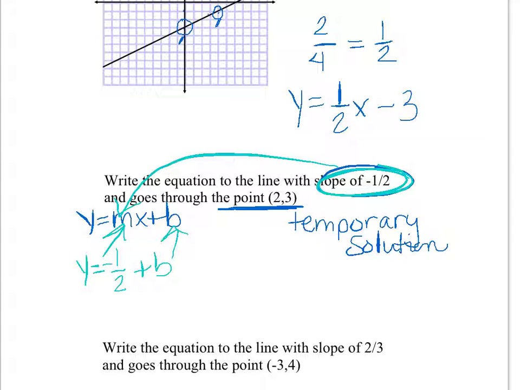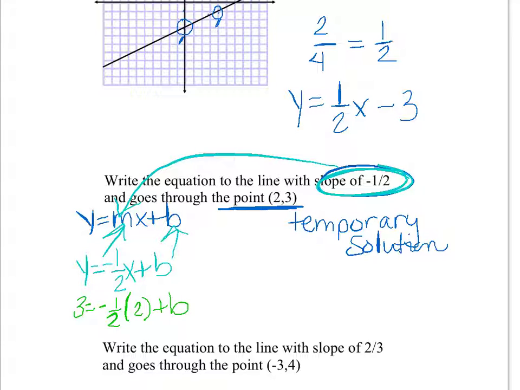In order to do that, you'll notice we have way too many variables. I've got y, I've got x, and I've got b. So we want to solve for b. That means we want b to stay there. So we need to get rid of x and y. We need to replace them with numbers so that the only variable we have is b. That's where our temporary solution comes in. 2 is for the x, 3 is for the y. So I can take 2 and plug it in for x, and 3 and plug it in for y, and find what b is. So 3 equals -1/2 times the x value, which is 2, plus b. Be careful that you put those in the right spot. The x is 2, the y is 3.